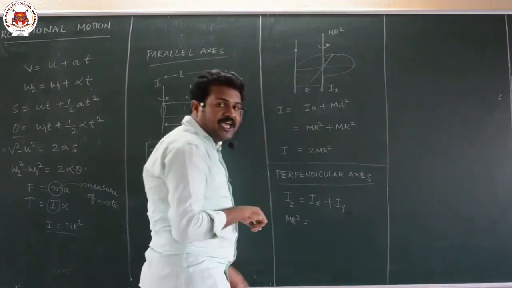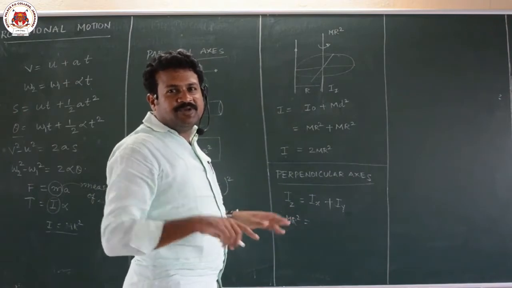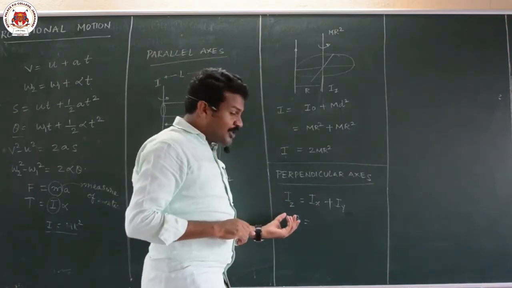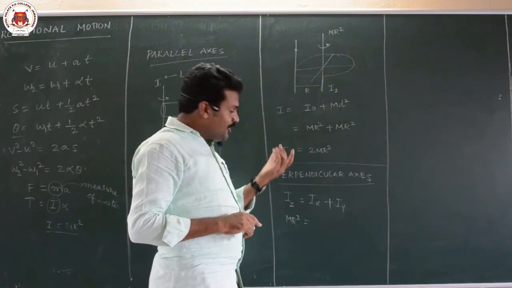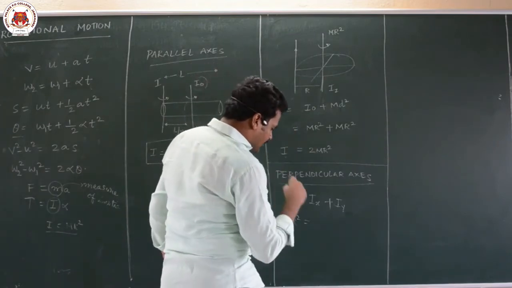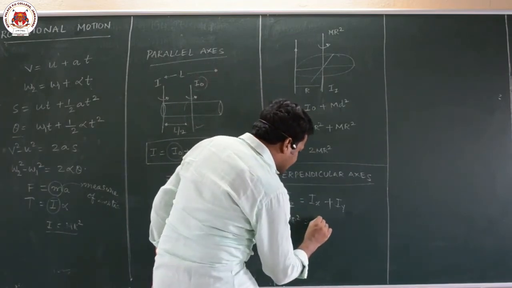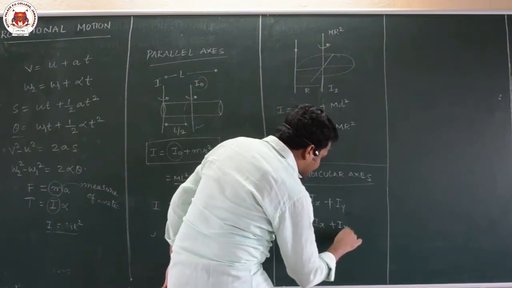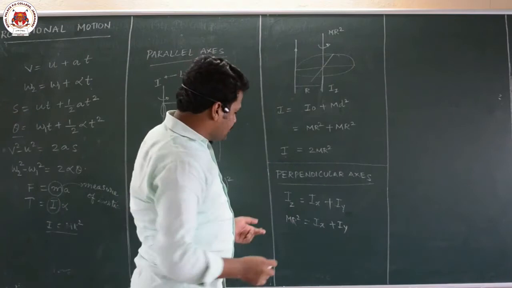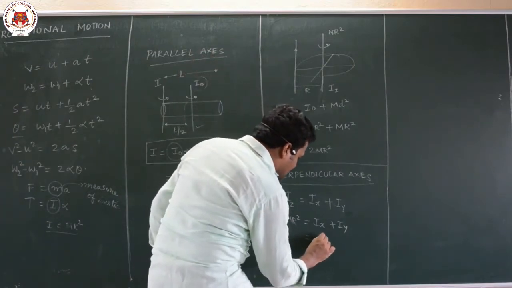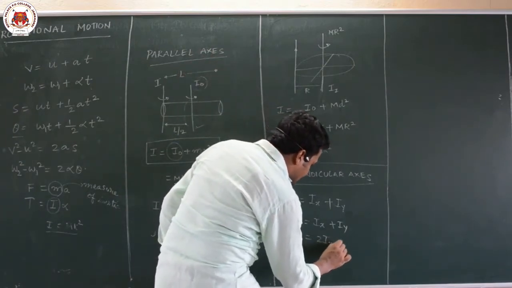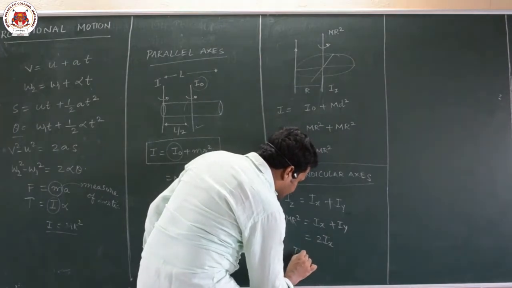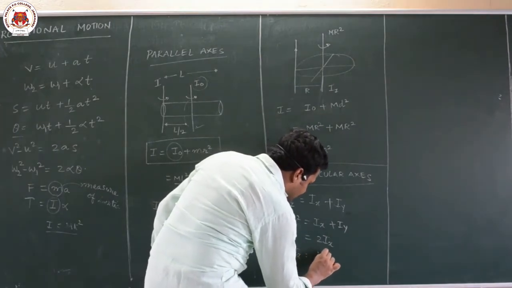Ix is along the diameter. That means along the diameter you are rotating. Iz is perpendicular to the diameter. Now what you will get is Ix plus Iy. Both Ix and Iy are diameters of the ring. So therefore you will get this as 2 Ix. Then Ix is equal to mr square by 2.